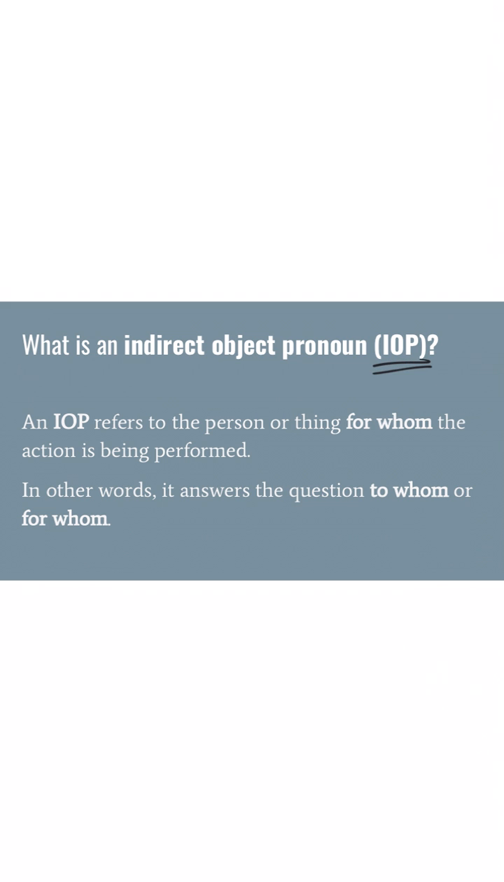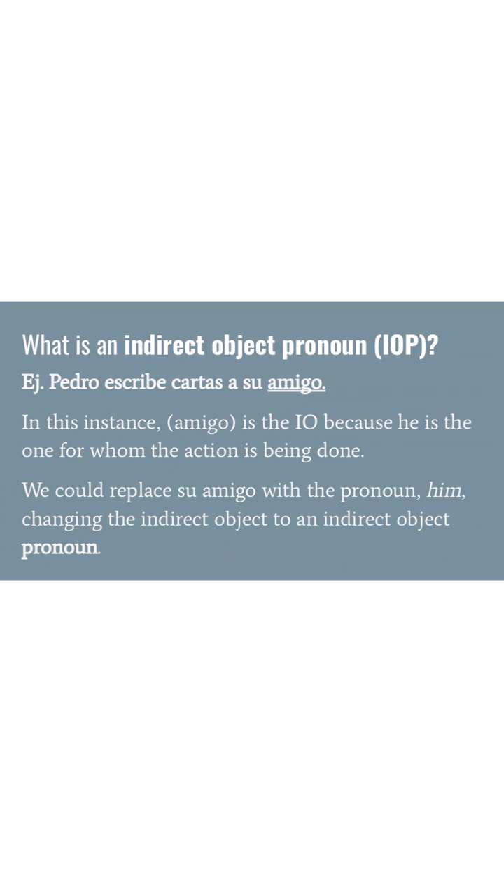So as you can read, it says the IOP refers to the person or thing for whom the action is being performed. You will hear me repeat this constantly throughout the rest of Spanish 1 and all of Spanish 2. In other words, an IOP answers the question to whom or for whom the action is being performed. Bold it, underline it, make stars and notes, I don't care. Just make sure that you can see it because this is our most vital piece of information. All right, so let's continue.